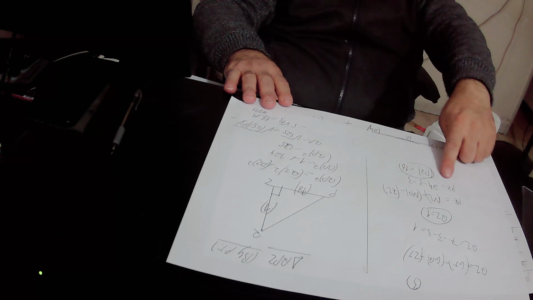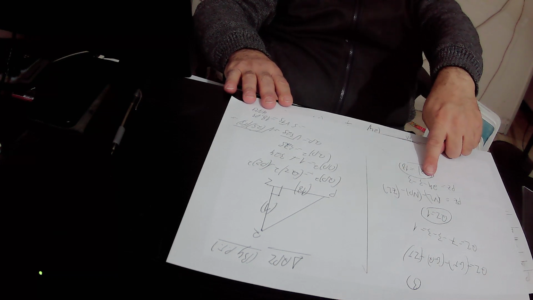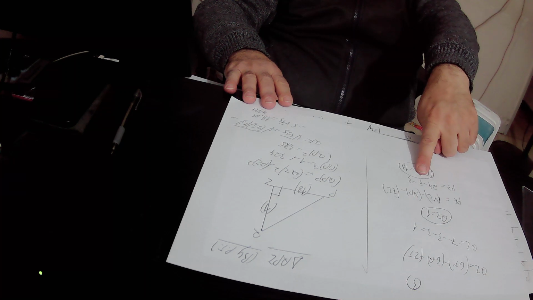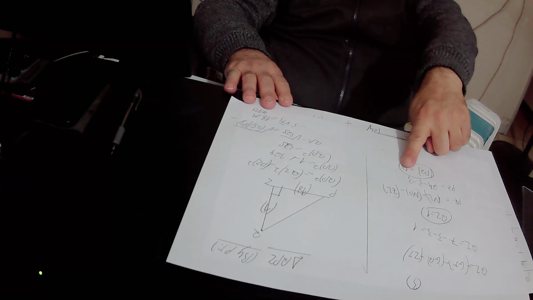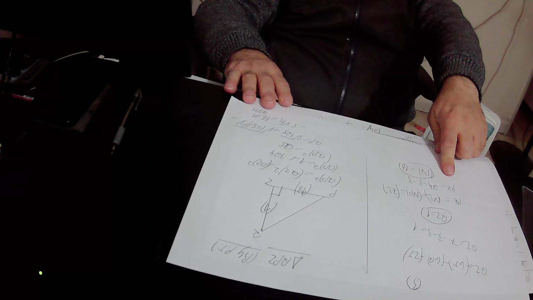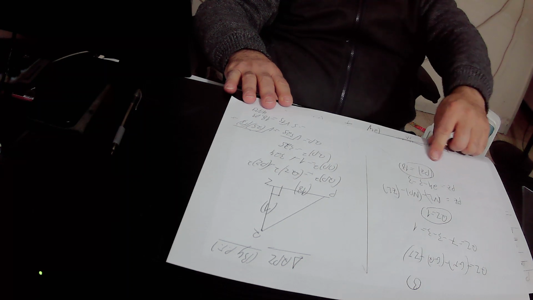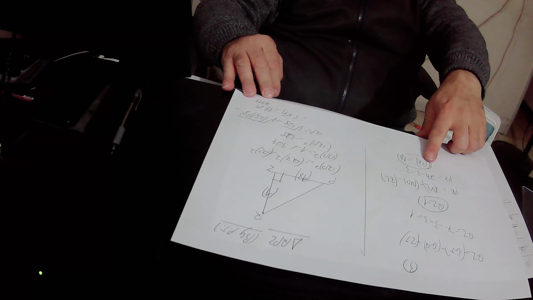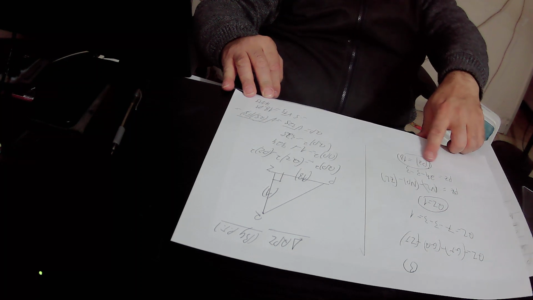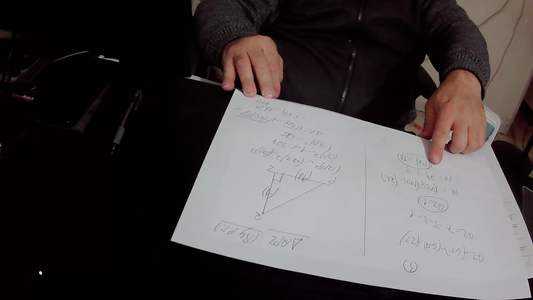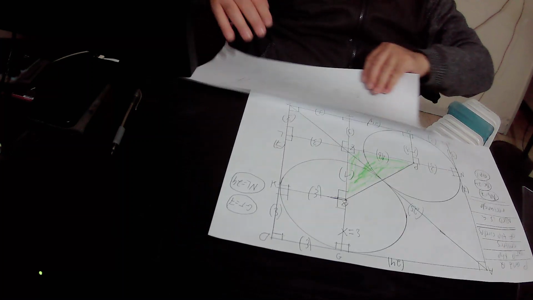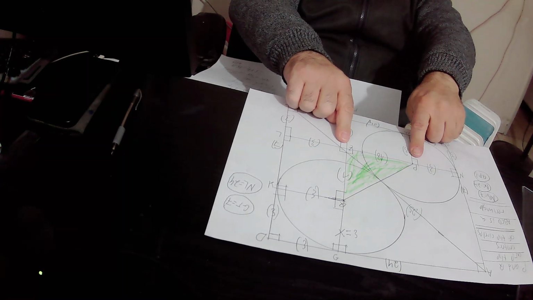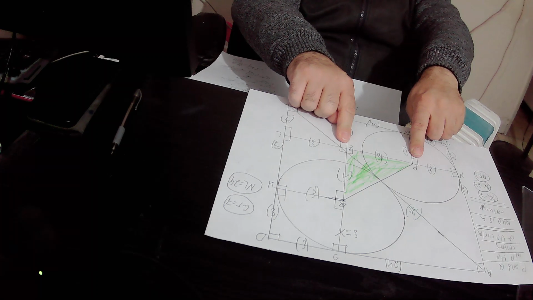So PZ in total equals NL, that is 24, minus NP, that is 3, minus ZL, that is 3. So in total, PZ equals 24 minus 3 minus 3. So PZ equals 24 minus 6. That is to say, PZ equals 24 minus 6, that is 18.